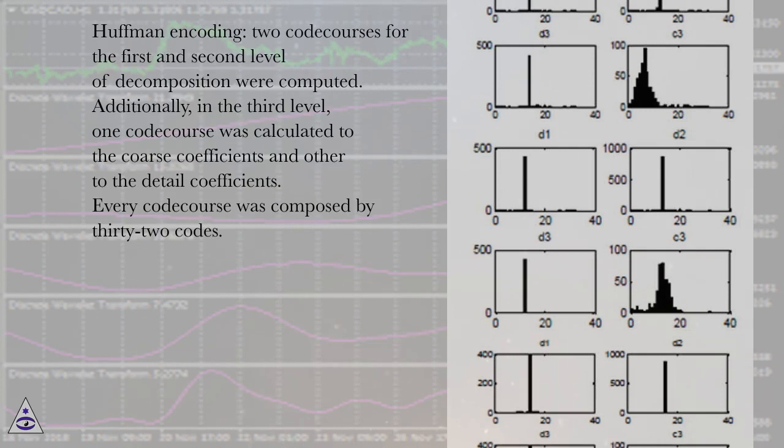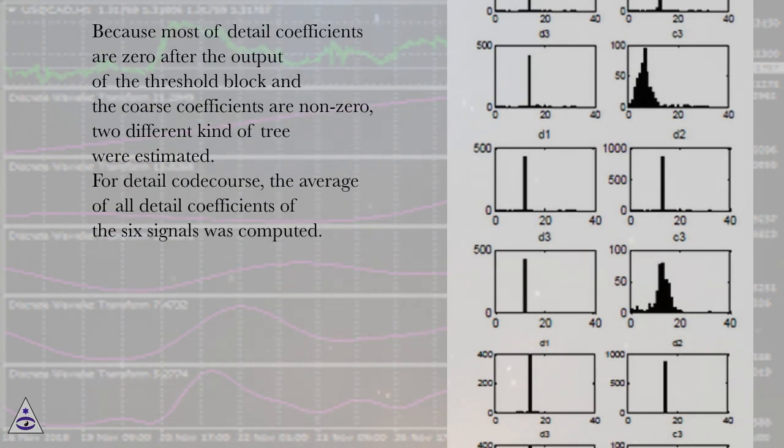Huffman encoding, 2 code courses for the first and second level of decomposition were computed. Additionally, in the third level, 1 code course was calculated for the coarse coefficients and another for the detail coefficients. Every code course was composed of 32 codes. Because most of the detail coefficients are 0 after the output of the threshold block and the coarse coefficients are non-zero, 2 different kinds of tree were estimated.